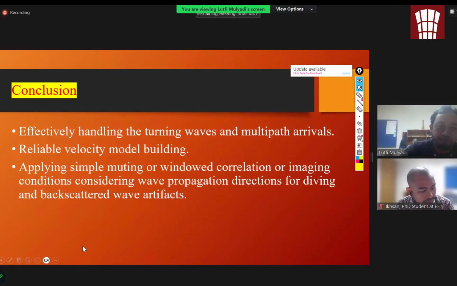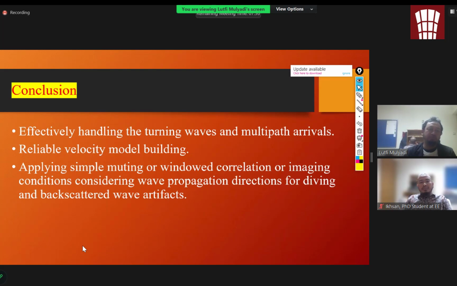So in conclusion, we have successfully handled the turning waves and the multiple arrivals using this RTM method, and we can build a reliable velocity model to image the subsurface. Do you know what I mean by subsurface? It's anything below the surface that we want to explore. Like we are trying to find geothermal, hydrocarbon, water traps. We are trying to find the image, the traps or the structure of the subsurface using this method.